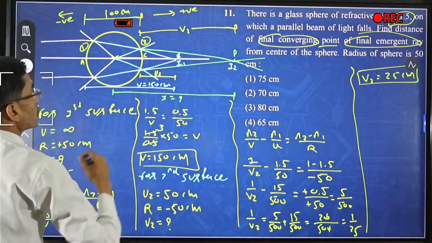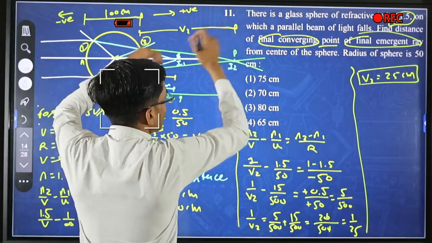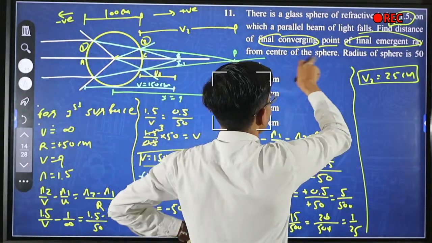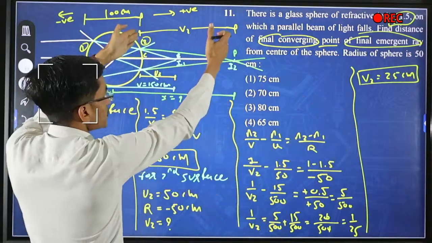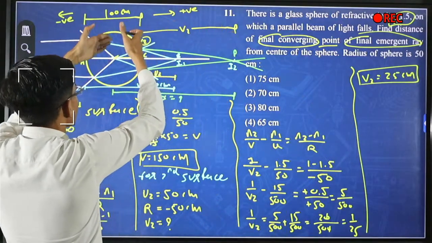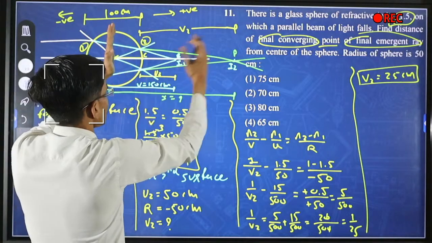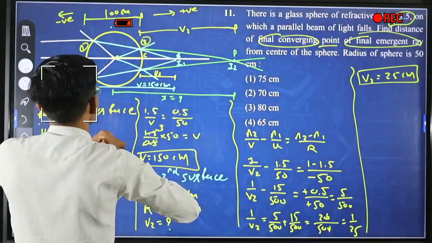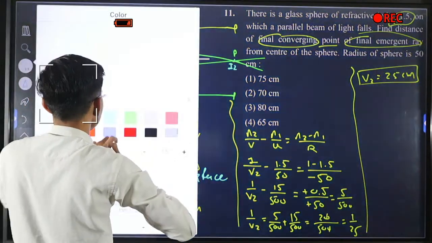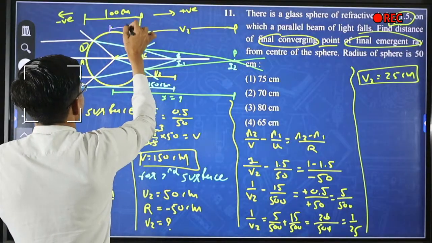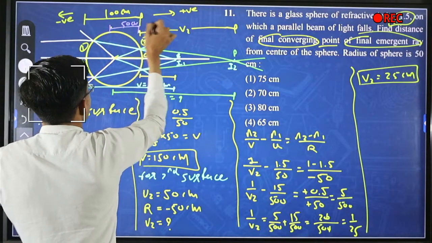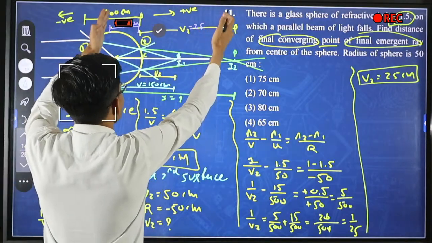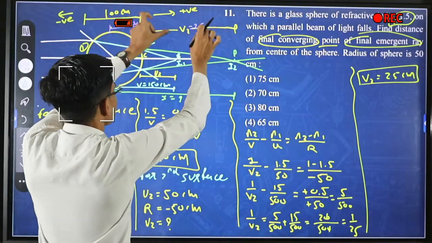So the distance of this point is 25 centimeter. Now we have to find it from the center of the sphere. This is the distance 25, and the radius of curvature is 50. So the total distance from the center to this point is, let us use a second pen so you can see, this is 50 centimeter and this is 25 centimeter. So the total distance from the center to this is 50 plus 25.